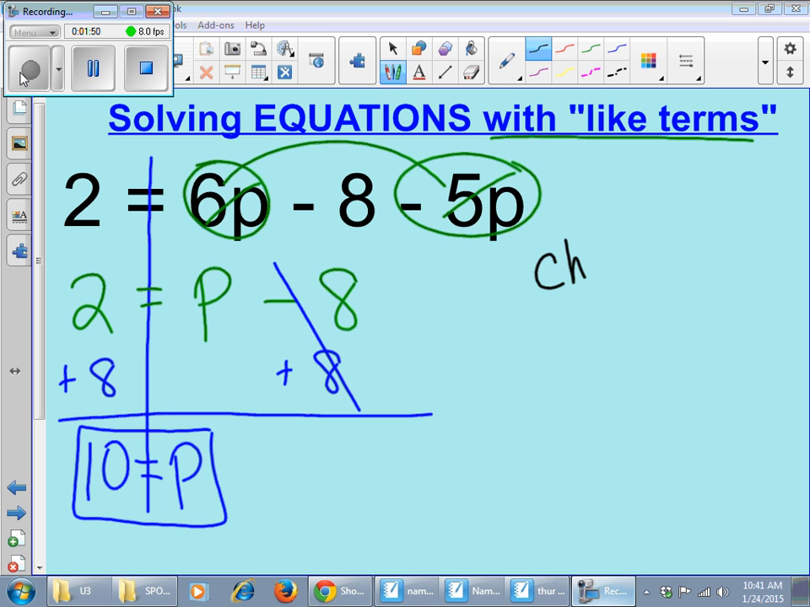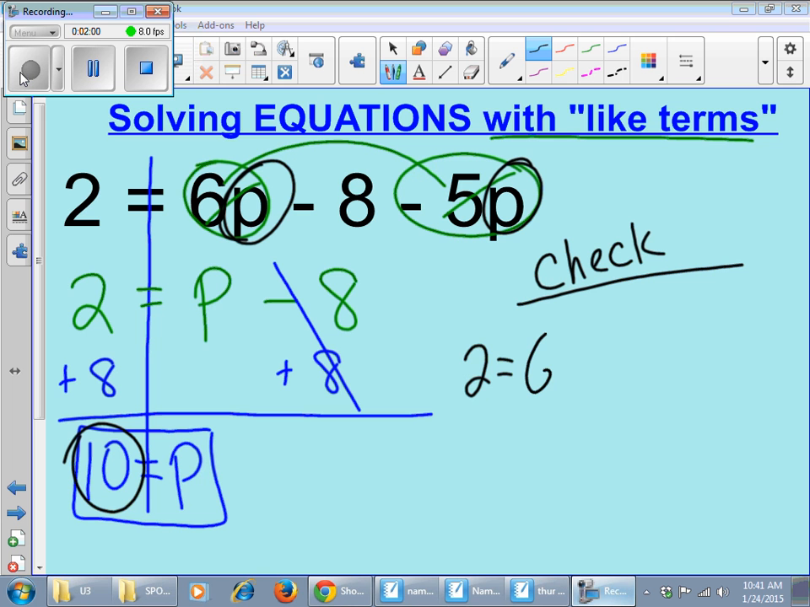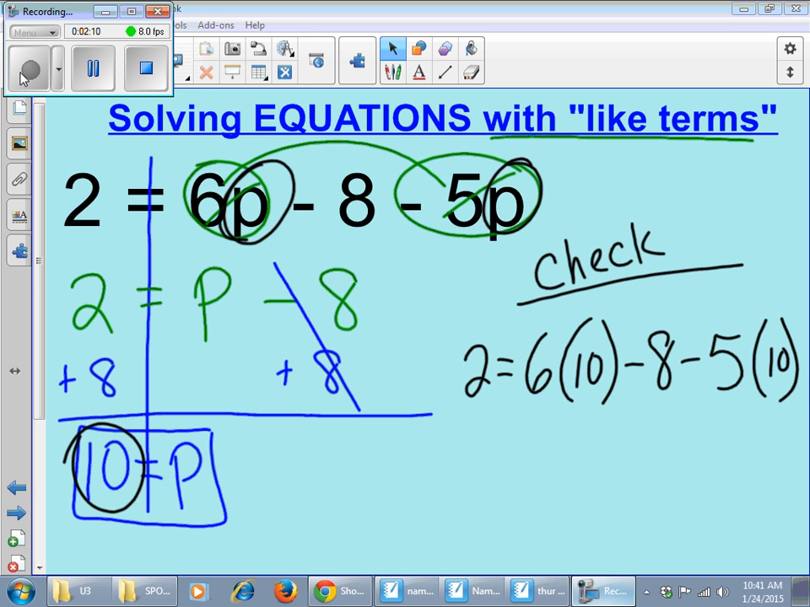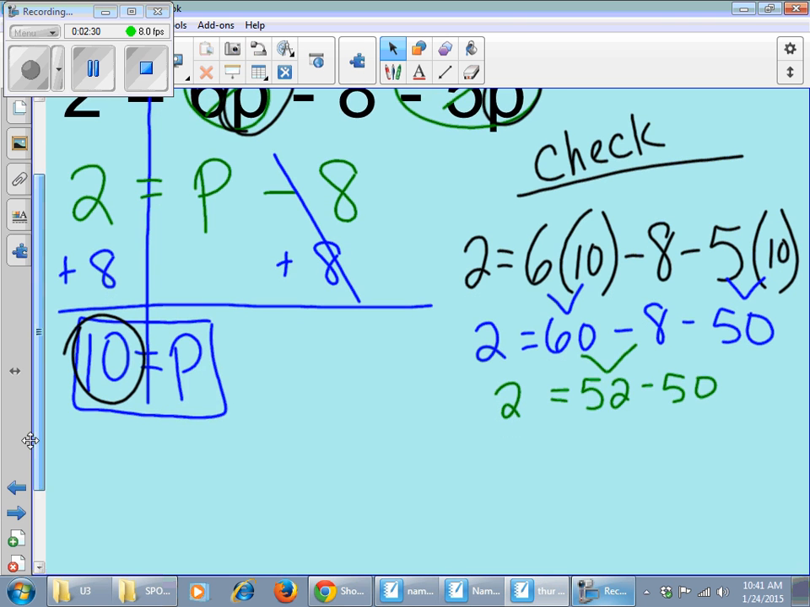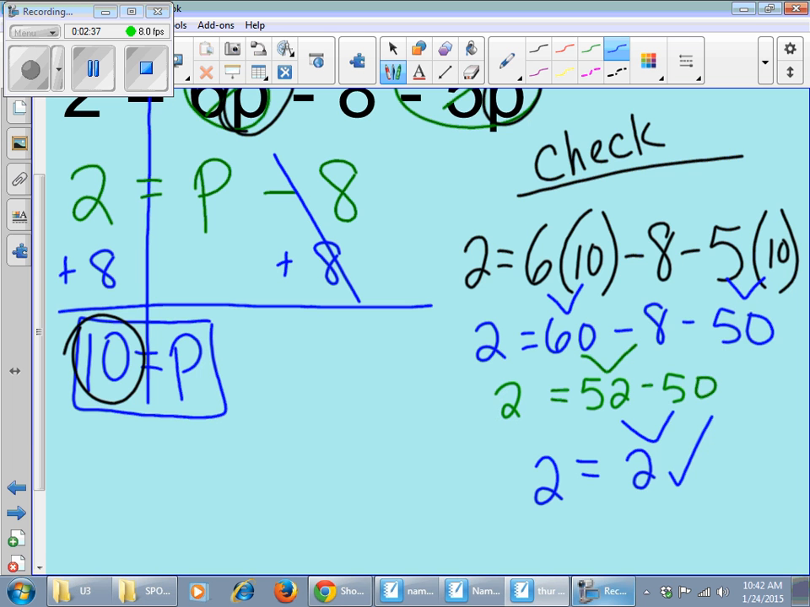So what can I do to check it? Well, I would plug in a 10 in place of all of these original p's in my initial equation. So 2 equals 6 times 10 instead of times p, minus 8, minus 5 times 10 instead of times p. 6 times 10 is 60, minus 8, and 5 times 10 is 50, minus 50 should equal 2. 60 minus 8 is 52, minus 50. The equal sign stays, and the 2 stays. 52 minus 50 is 2, so 2 equals 2, and I know I'm correct.